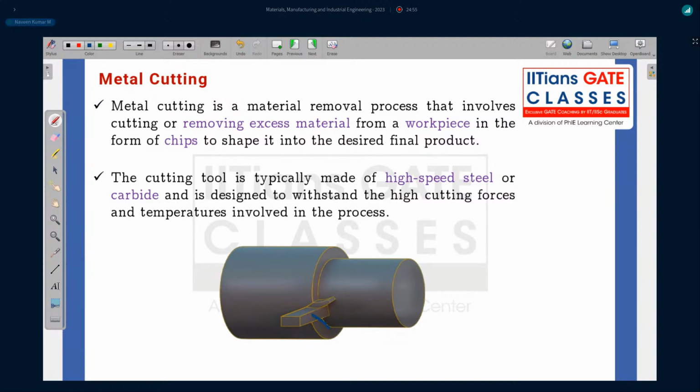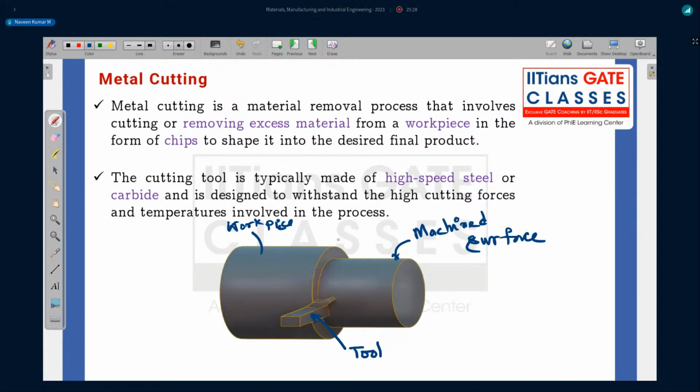So this is the tool, cutting tool, right? And workpiece material, right? This is the original unmachined one, and this is the machined surface after machining, right?